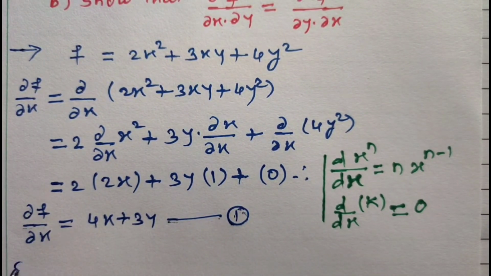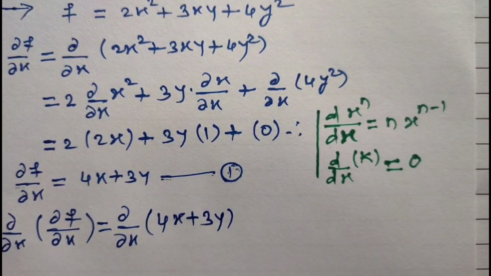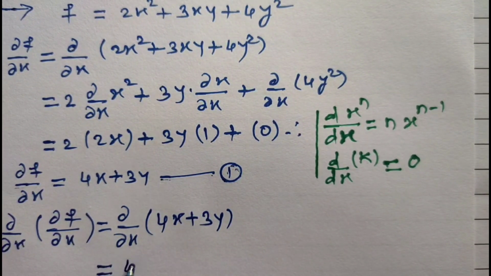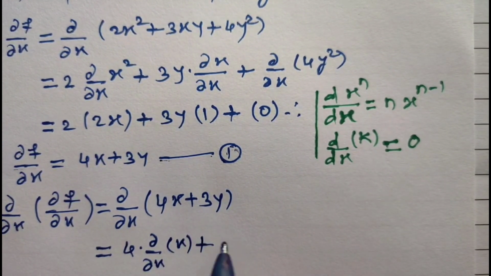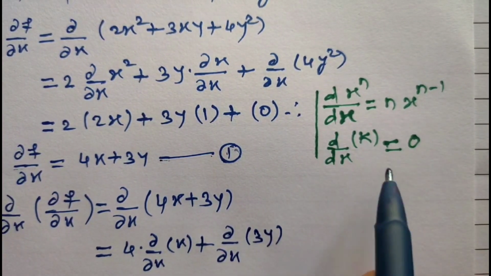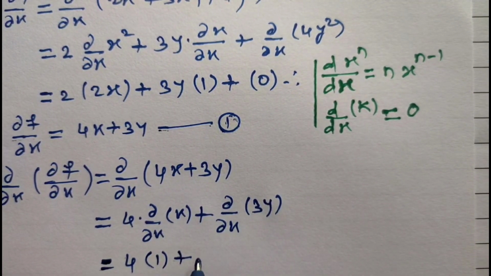So partially differentiating with respect to x on both sides of this result 1, dou f by dou x is equal to partial derivative with respect to x of 4x plus 3y. Now separating the terms, 4 is a constant coefficient, partial derivative with respect to x of x, plus 3y is a constant term, partial derivative with respect to x of 3y. Again applying the same formula, this can be written as 4 into derivative of x with respect to x is 1, plus derivative of constant term, that will be 0.